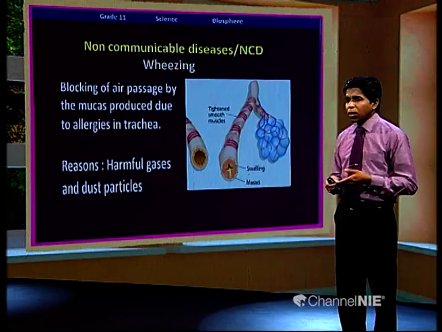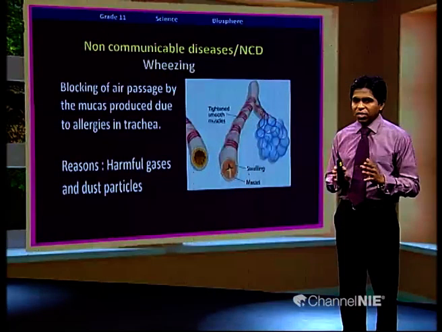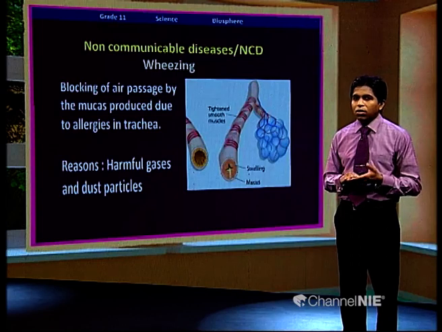Next one, wheezing. So blocking of the air passage by the mucus produced due to allergies in the trachea. You can see there are two in this diagram. The second picture, swelling of the trachea due to the mucus. Then air passage become narrow, less room to pass oxygen. So narrowing of the air passage of the trachea, then it can cause breathing difficulty. Then you have to take some inhalers which contain chemicals to expand this passage or the trachea and bronchioles.